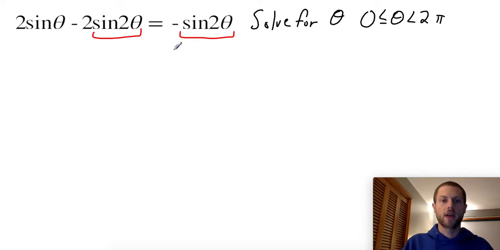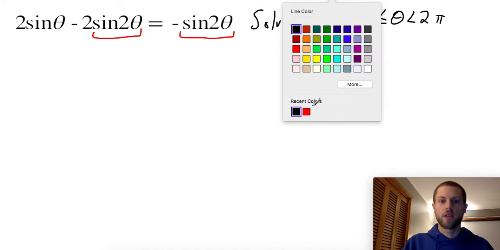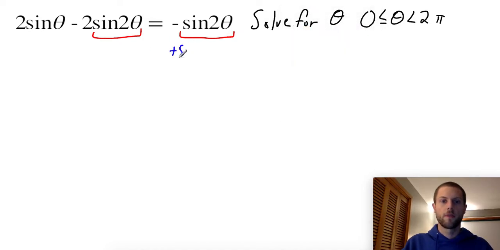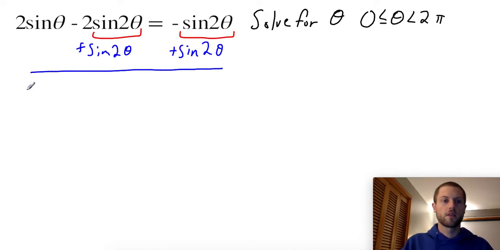I'm going to start by adding a sine of 2 theta to both sides here. That way I get this thing equal to 0. So I'm going to add sine of 2 theta on the right and add a sine of 2 theta on the left. And that's going to give me 2 sine of theta minus, that's just going to be now 1 sine of 2 theta. And that'll equal 0.